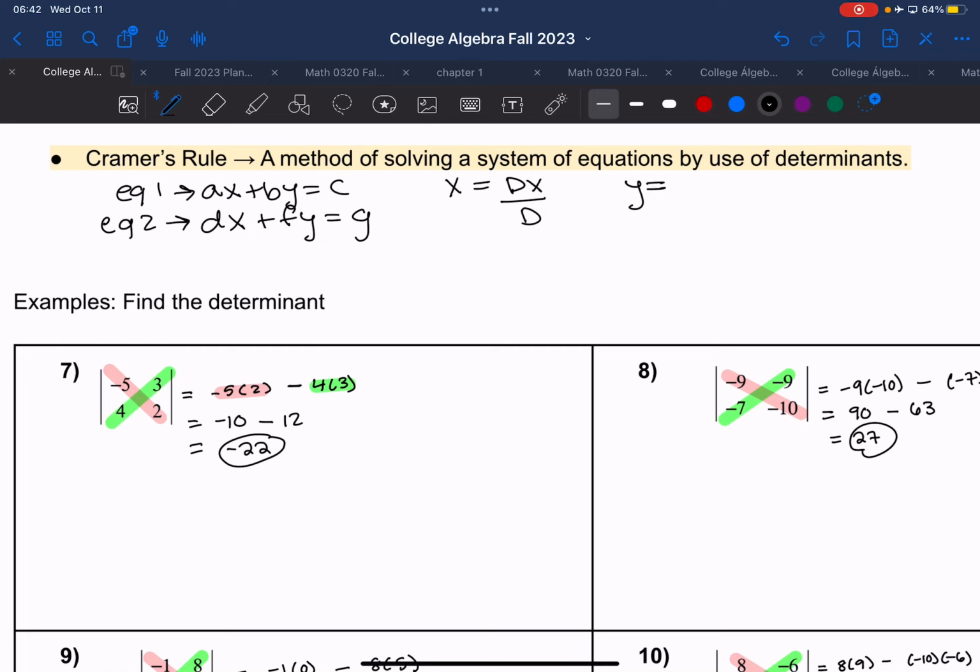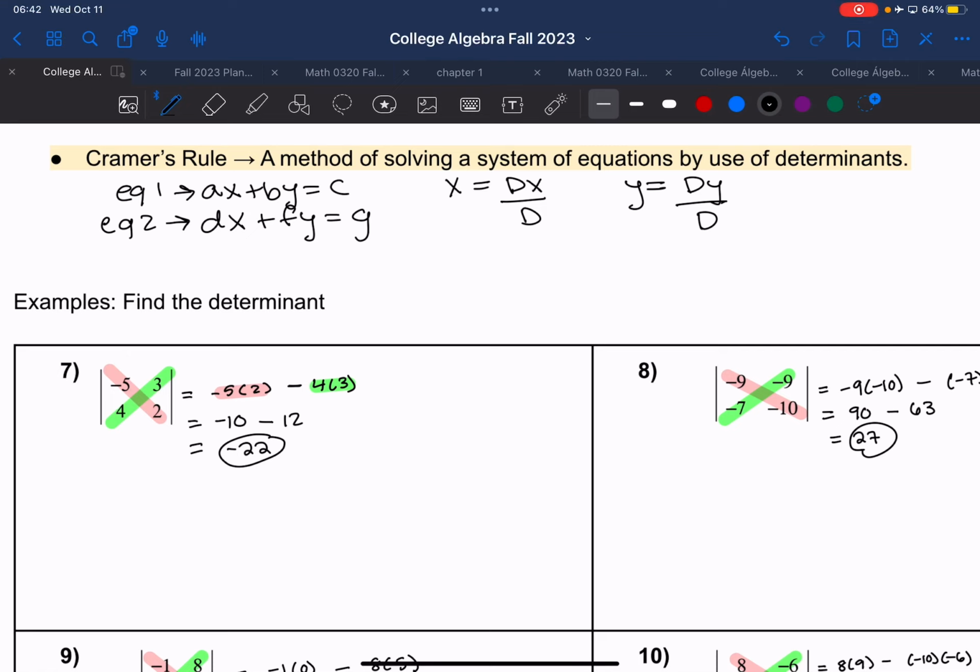For x, yes. x is going to be the determinant of x, remember these things we just did, over the determinant of the function. And I'm going to write out the formulas, this has a lot of information, so this is not just the formula itself. And then y is going to be the determinant of y over the determinant of the function.